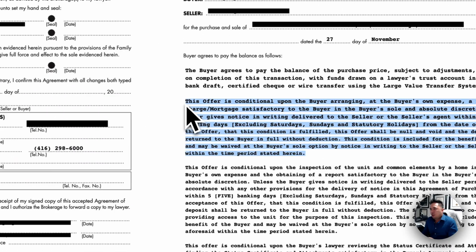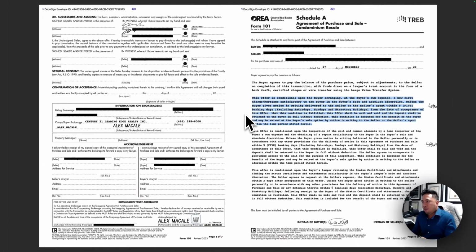Second paragraph, condition of financing. It says this offer is conditional upon the buyer arranging, at the buyer's own expense, a new first charge mortgage satisfactory to the buyer in the buyer's sole and absolute discretion, unless the buyer gives notice in writing delivered to the seller or the seller's agent within 5 banking days, excluding Saturdays, Sundays, and statutory holidays, from the date of acceptance of this offer, that this condition is fulfilled.